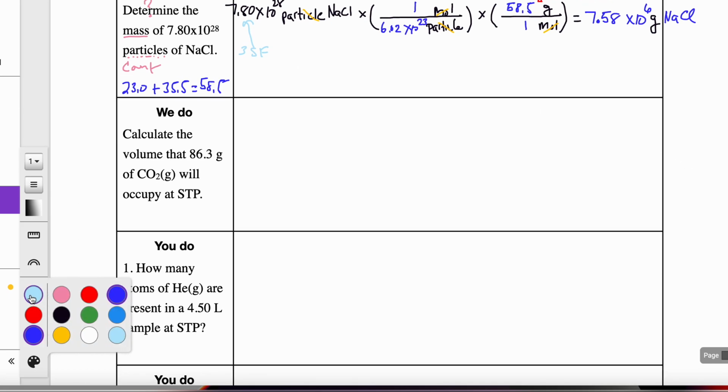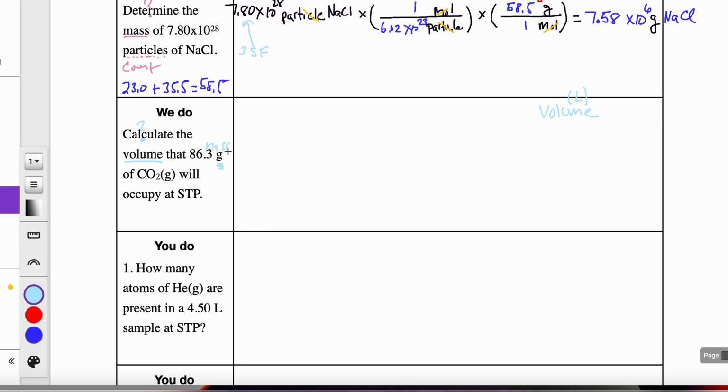So in this problem, it says calculate the volume. Wherever it says calculate, that would be the same thing as determine or how many, and in the end we need to come up with the volume. So that's where we need to end up mathematically, is in the volume, and we're looking for a unit of liters. When we take a look, what information do we have to get to volume? We see that there's a number of 86.3 and it's tagged with a G. So that G stands for grams.